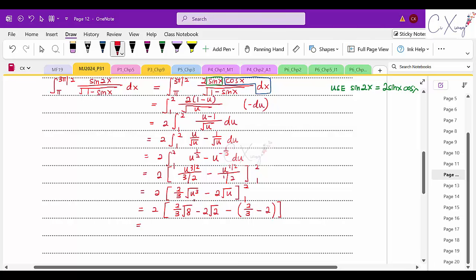Okay, then now I further simplify all the terms here. 2 times 2, I get a 4. So 4 over 3 with square root 8. 2 times 2, I also get a 4. So minus 4 square root 2. Then 2 times 2 is a 4, so 4 over 3. Then plus a 4.